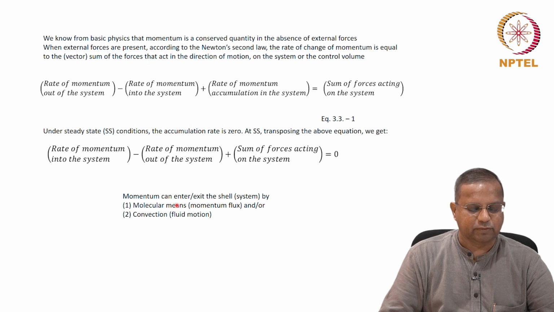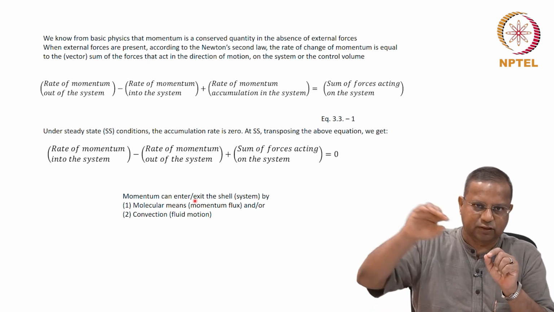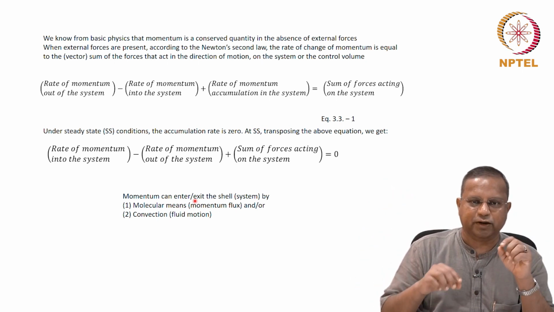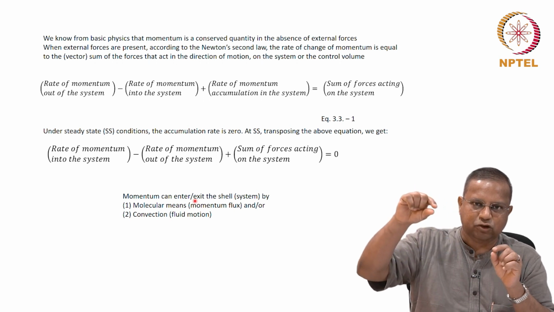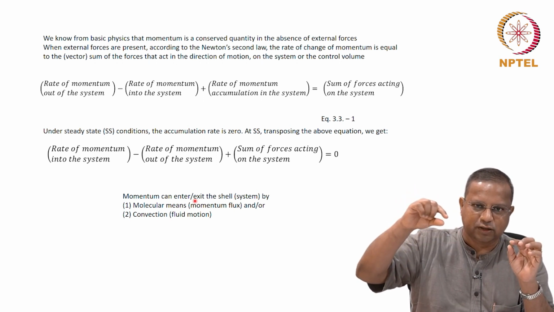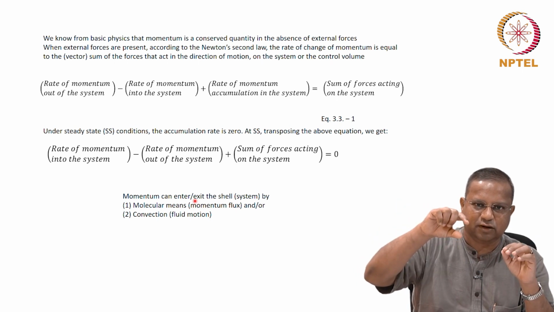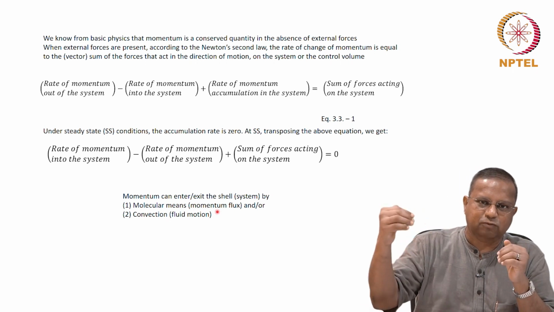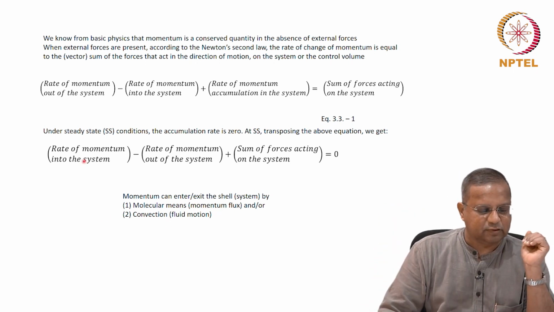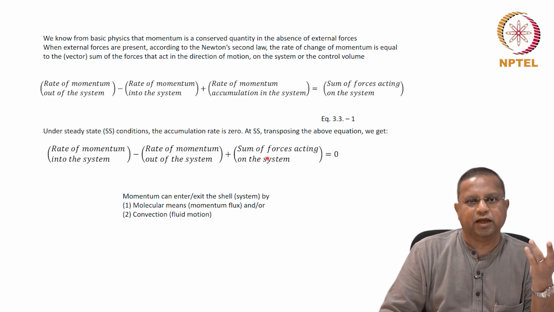Then we said that the momentum can enter or exit the shell. In our case of a thin layer of fluid over an inclined flat plate, the shell was a very thin cuboid at pretty much the center of the liquid layer that is flowing. And we looked at how momentum could enter and how momentum could exit, because these are these two terms. And then we looked at some of the forces that are acting on that particular system and equated those.